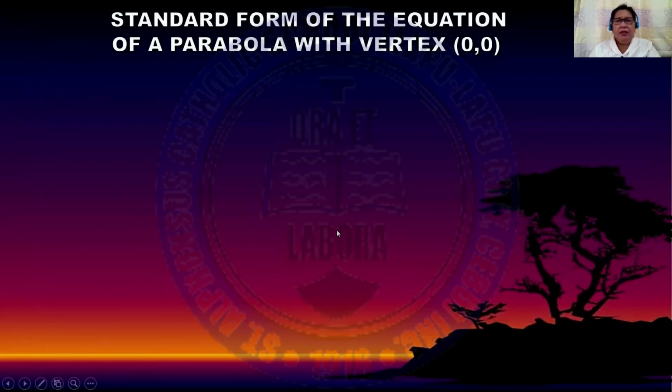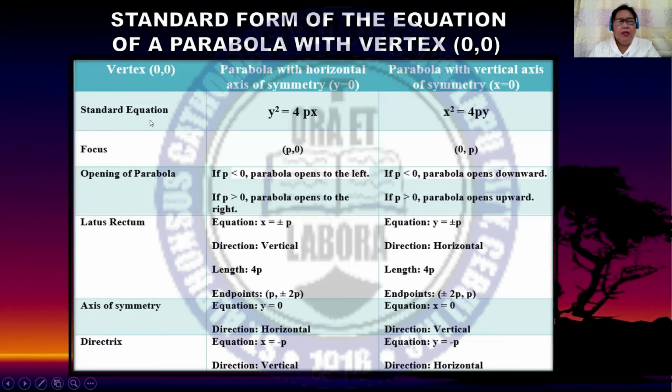Let us have the standard form of the equation of the parabola with vertex at the origin, or the coordinates are (0, 0). The standard equation of the parabola with horizontal axis of symmetry, y = 0, is y² = 4px. And the standard equation of the parabola with vertical axis of symmetry, or x = 0, is x² = 4py.